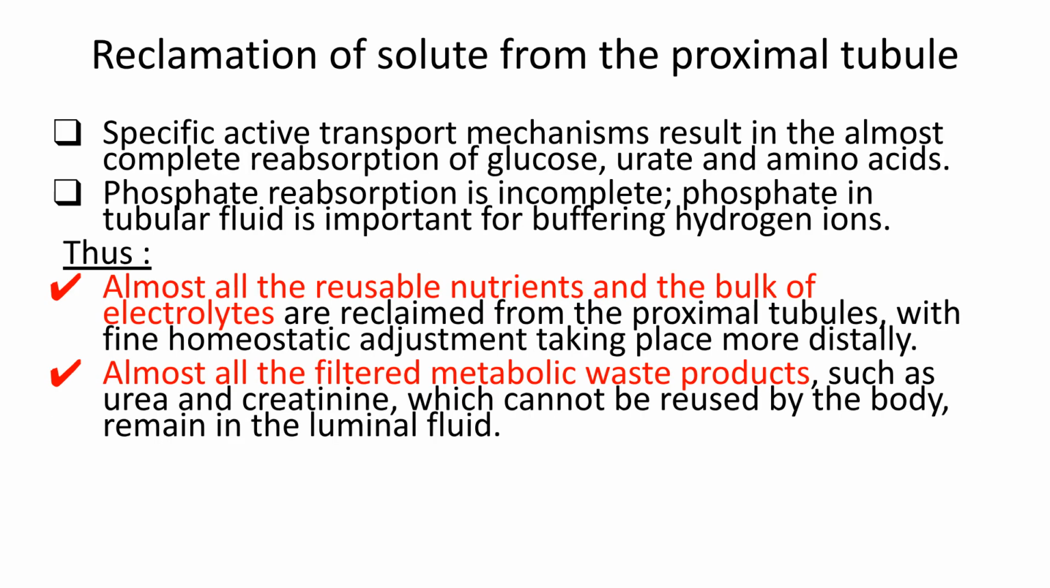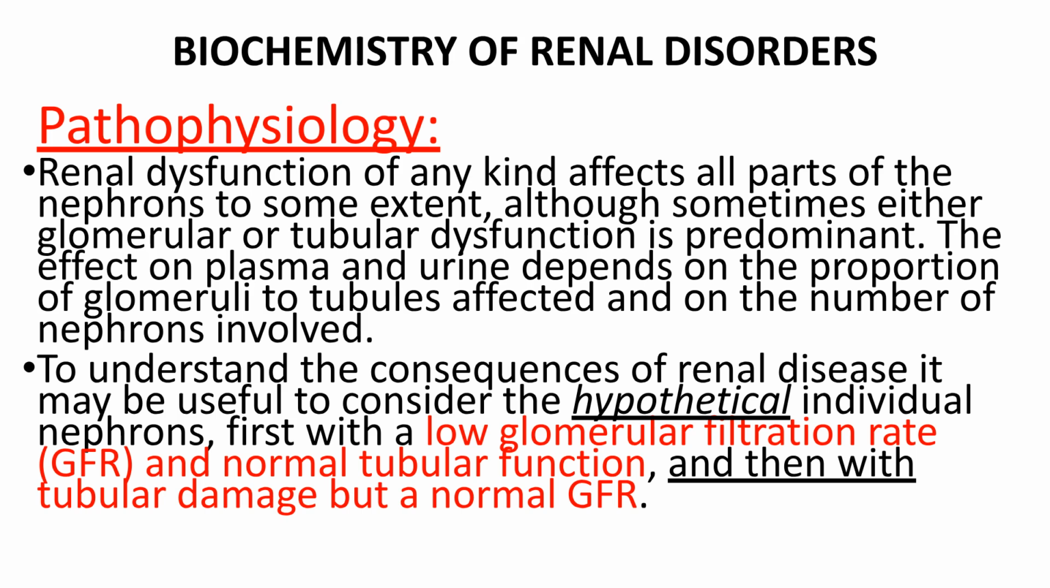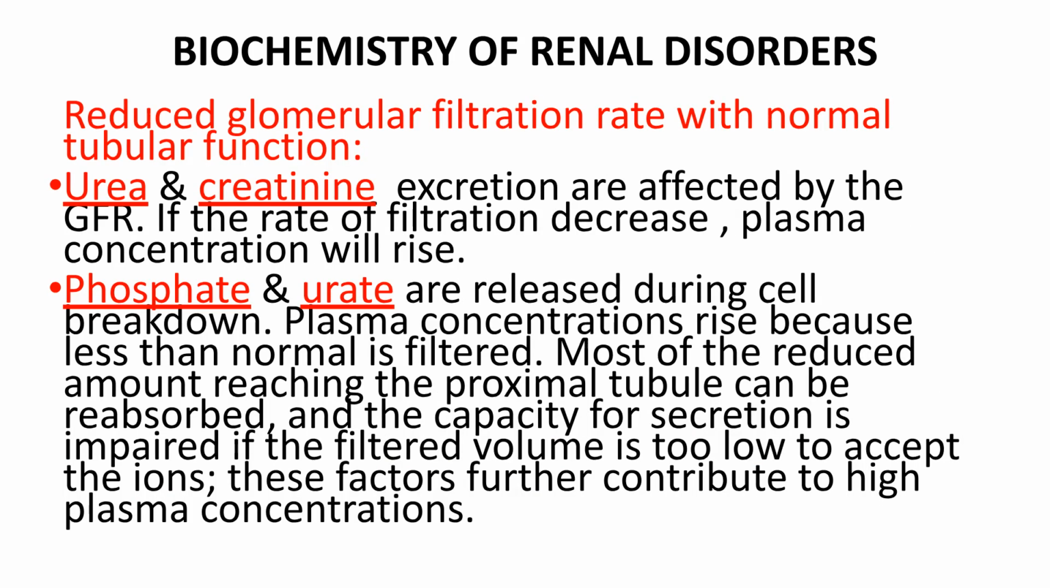In the proximal tubule, almost all potassium and over 70% of filtered sodium are actively reabsorbed. Free ionized calcium and magnesium are also reabsorbed. Bicarbonate is almost completely recovered following the exchange of sodium and hydrogen ions. Specific active transport mechanisms ensure the near-complete reabsorption of glucose, urate, and amino acids. Almost all reusable nutrients and electrolytes are reclaimed in the proximal tubules, while most filtered metabolic waste remains in the luminal fluid. Renal dysfunction affects all parts of the nephrons to some degree.